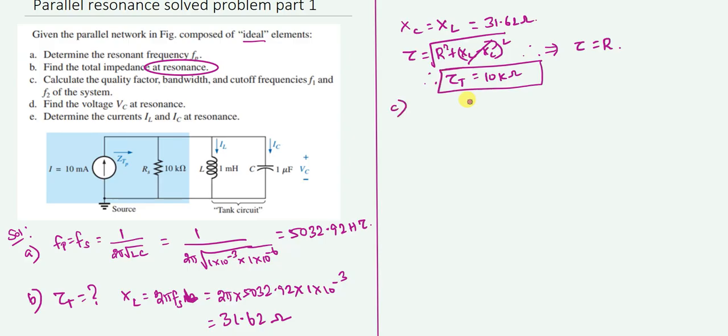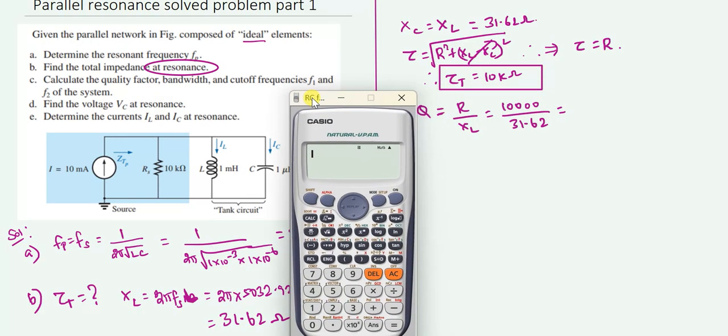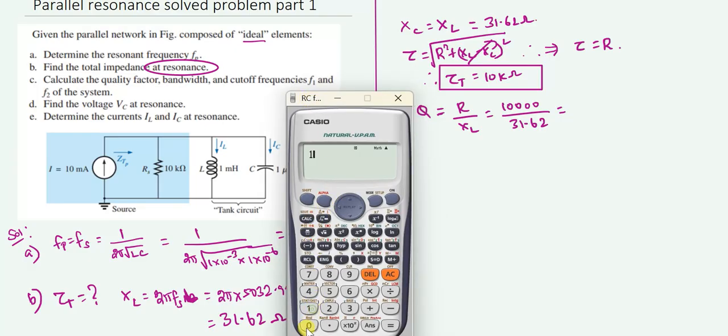So next, calculate the quality factor. So we know that the quality factor of the parallel circuit which is equal to R divided by XL. Here the value of R which is equal to 10,000 divided by the value of XL which is equal to 31.62. If I simplify this, it is 10,000 divided by 31.62. It is 316.25.